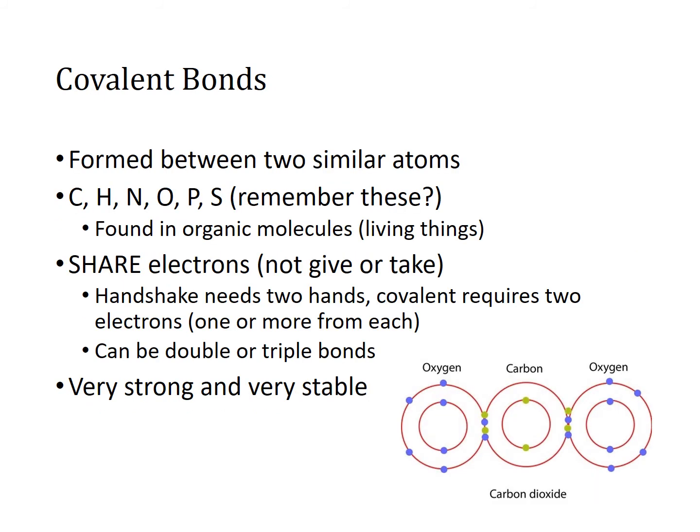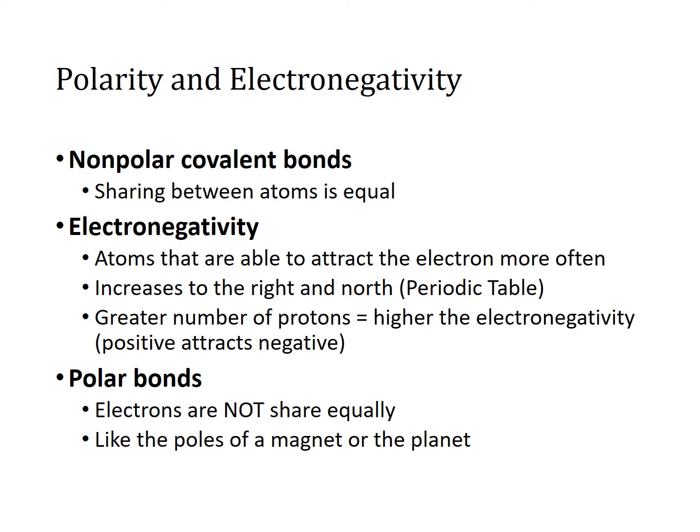Covalent bonds are formed between two similar atoms. So these guys share electrons, not a give or take. So we say handshakes need 2 hands, covalent bonds require 2 electrons. They're very strong and very stable. So nonpolar covalent bonds happen when sharing between atoms is equal. This is not your random toddler behavior. This is older kid behavior where these bonds want to share equally.